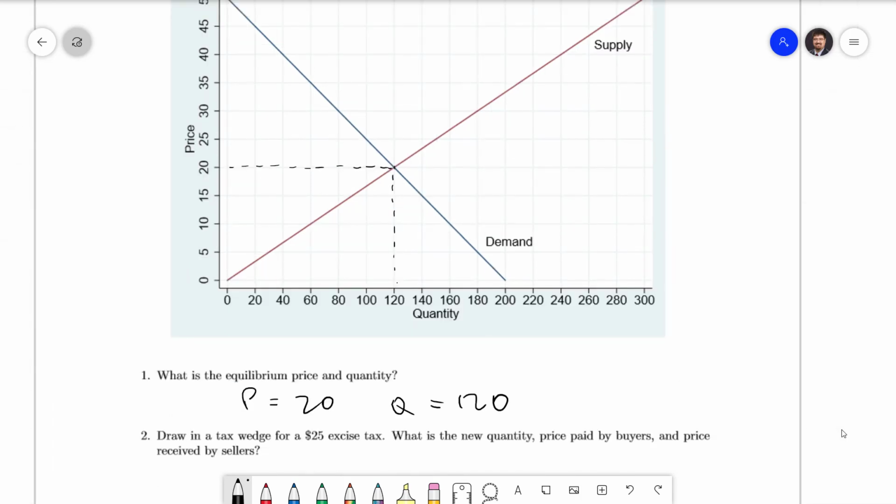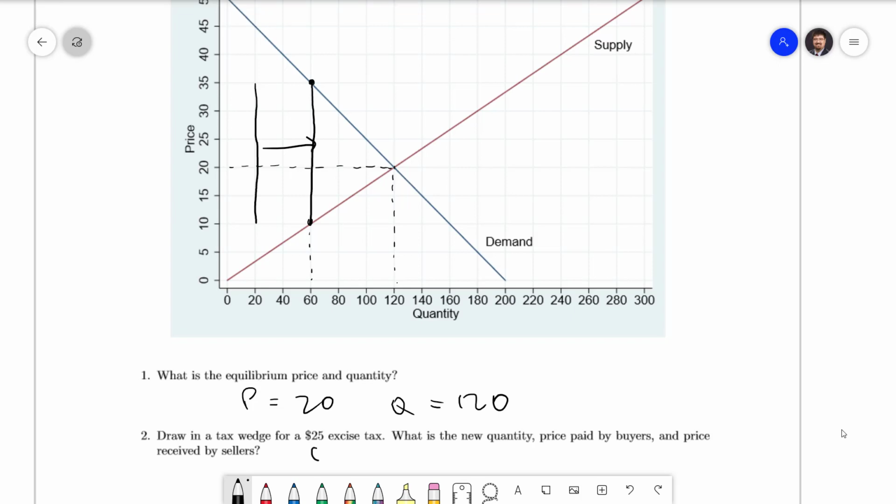Next, we're going to draw the tax wedge for a $25 excise tax. To do this, we need to find the quantity that is demanded at a price $25 higher than it is supplied, because that $25 has to be in there to go to the government. Looking at the graph, imagine a vertical line segment with a length of 25, and then push that into our graph until it wedges between the supply and demand curve, and you can see that what happens is we have two prices, 10 and 35, with a difference of 25, and that happens at a quantity of 60.